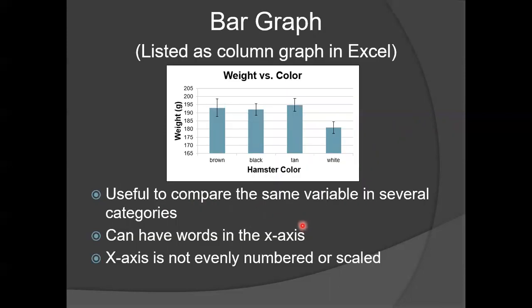The next graph type is a column graph. This is useful to compare the same variable across different categories. You can have words in your x-axis, and the x-axis does not need to be evenly numbered or scaled. In this example, we are looking at hamster weight as our same variable across different hamster color categories.